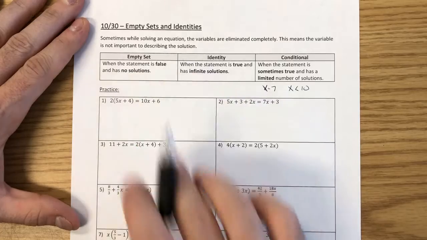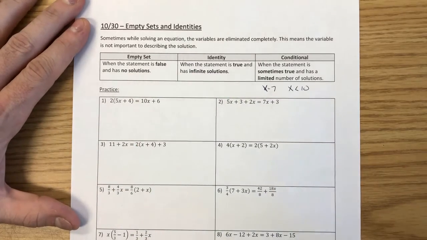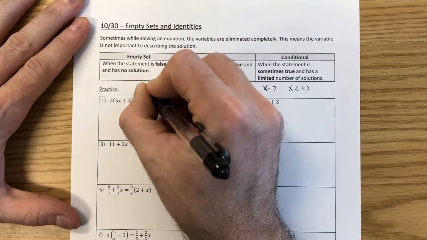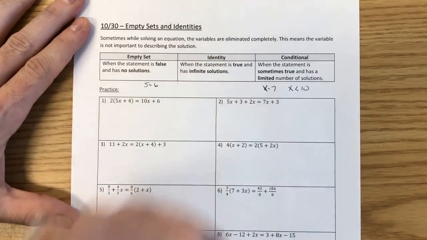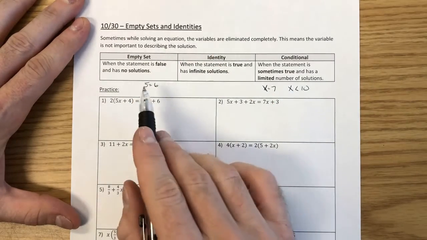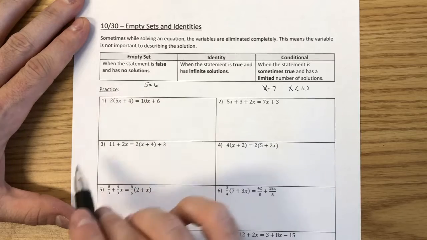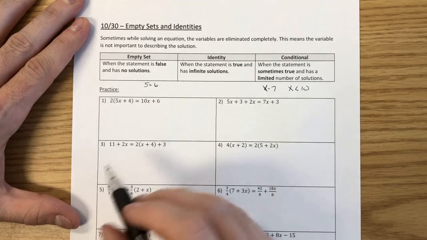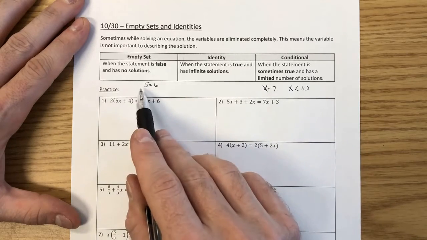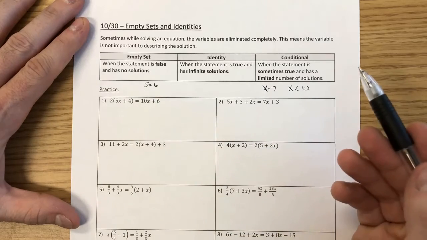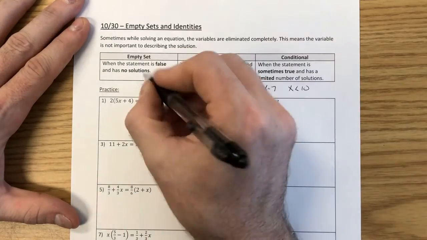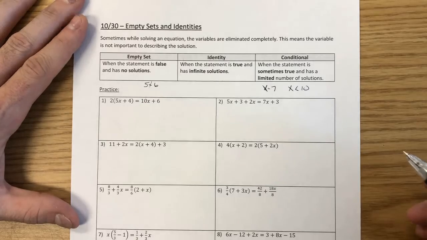What we're going to see today is the other two cases, an empty set, where we might end up with something like 5 equals 6. And so the idea is no matter what I plug in, 5 will not equal 6. If I try and plug in a 7 for x, well, no, it doesn't matter. 5 still doesn't equal 6. So I usually draw a slash through that.